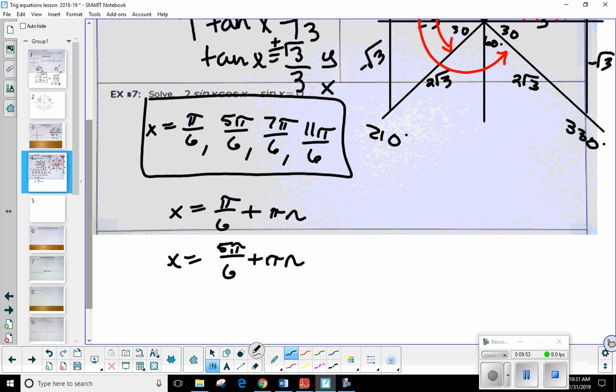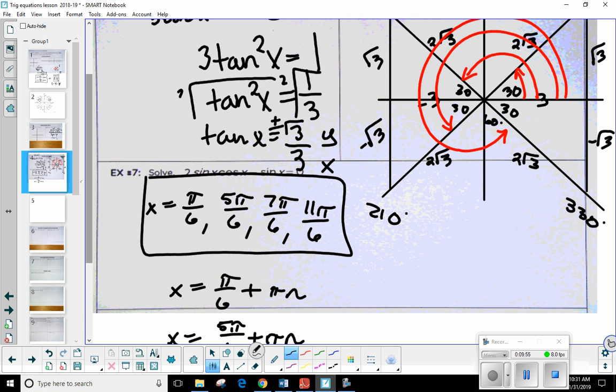Because if you take a look, for example, if I have pi over 6 and I add pi, what does that come out to? 7 pi over 6. Yeah. So that general form would already take care of that 7 pi over 6. Now, if you didn't realize that, and you did put 7 pi over 6 plus pi n, 11 pi over 6 plus pi n, I'm not going to count it wrong. I'm going to hope that you would see that, but you don't have to. Is everybody okay with that?